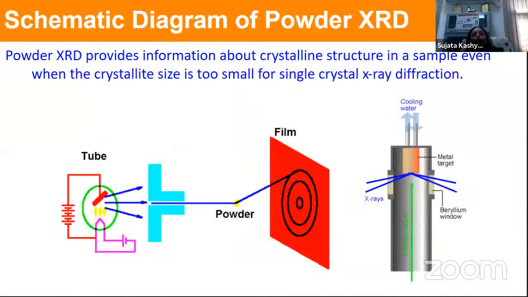Then comes powder XRD. What is powder XRD? When the crystallite size is very small, and we are not able to go for single crystal X-ray diffraction, then we can use powder XRD for knowing more about our analyte or sample. So powder XRD provides information about the crystalline structure in a sample, even when the crystallite size is too small for single crystal X-ray diffraction. The method is the same as we had already discussed in the single crystal.